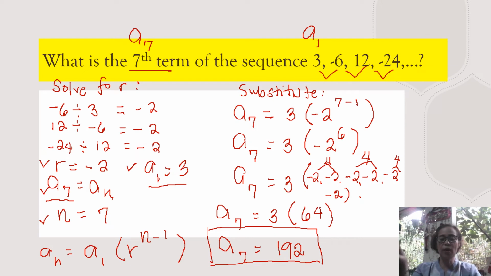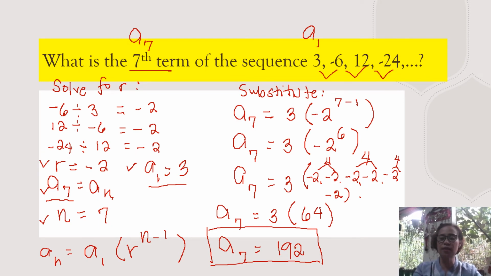You can go ahead and check using your calculator. You just simply multiply negative 24 with negative 2, then multiply it again with negative 2 as you move on to the seventh term, and check if the answer is 192.